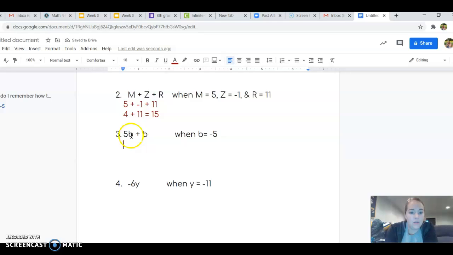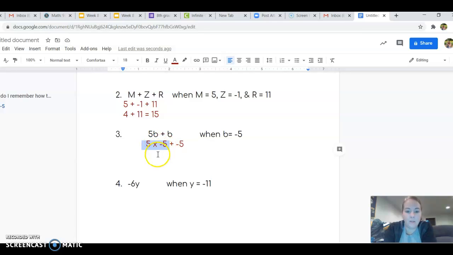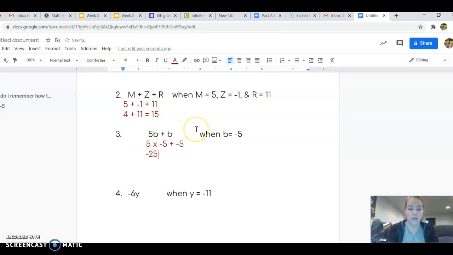Okay. For number 3, I'm going to space it out. It looks kind of confusing. 5b. 5 and a letter and nothing between means multiply, so it'd be 5 times b, and b is -5, plus b, negative 5. So remember PEMDAS, order of operations, I would multiply before I'd add. 5 times 5 is 25. And since 1 is negative, it stays negative. Then I add on my negative 5. Same signs add, both negative. 25 plus 5 is 30, so negative 30.